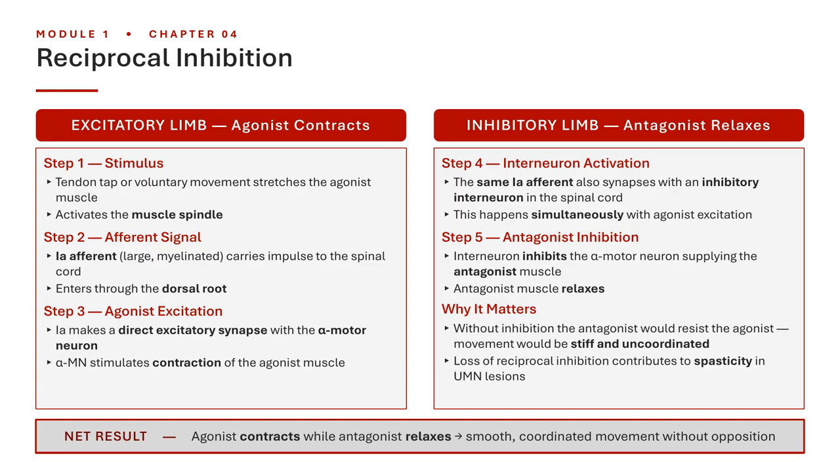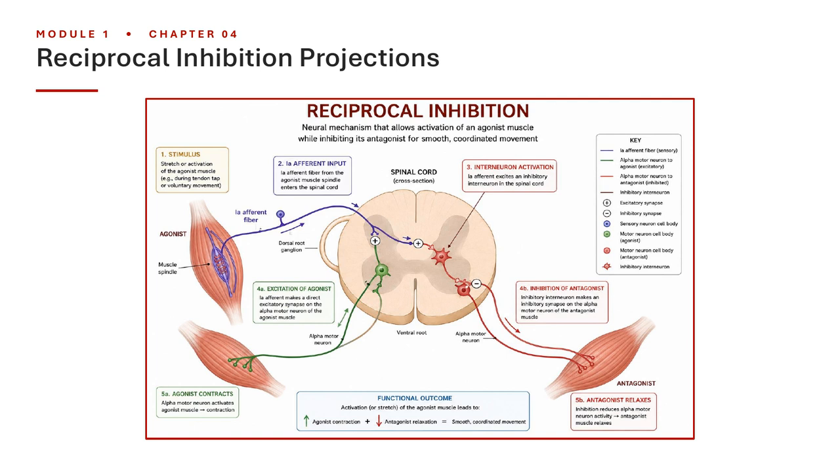Why does this matter? Without antagonist inhibition, every contraction would meet resistance from the opposing muscle. Movement would be rigid, jerky, and metabolically exhausting. With reciprocal inhibition, the nervous system ensures that as a muscle contracts, its opposing muscle gets out of the way. And here is the clinical pearl. Loss of reciprocal inhibition, which occurs in upper motor neuron lesions, is a significant contributor to spasticity. When the inhibitory interneuron circuit is disrupted, the antagonist doesn't yield properly, and you get that characteristic increased resistance to passive movement. Look carefully at the color coding on this projection diagram.